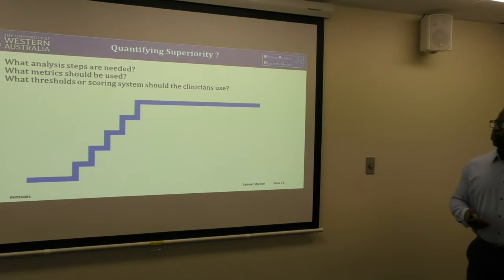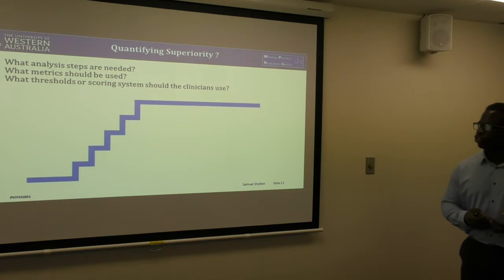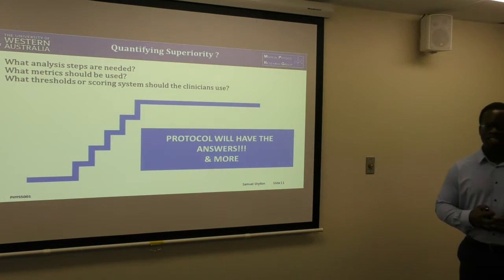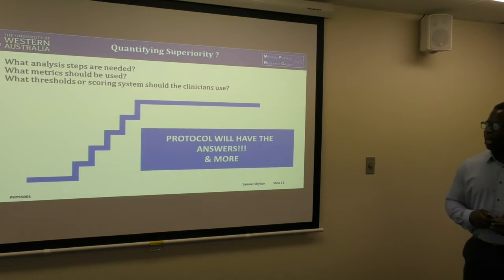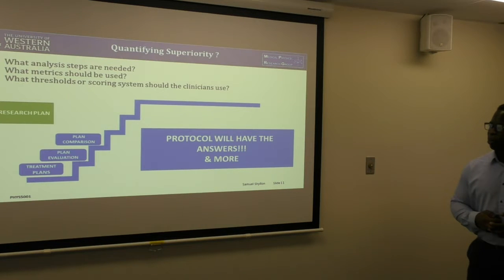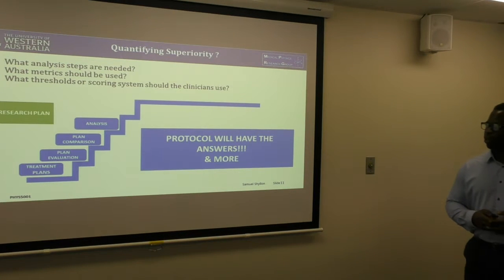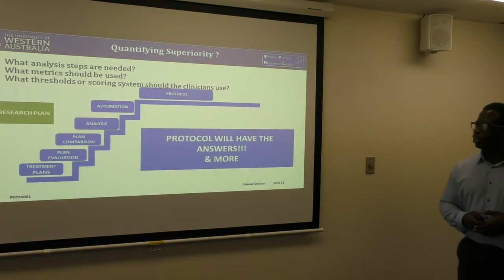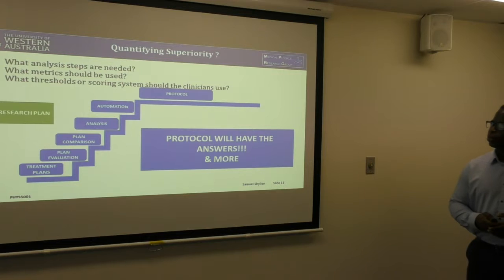So how do we quantify superiority? What analysis steps are needed? What metrics should be used? Or what thresholds or scoring system should the clinicians use? The protocol will hopefully answer these questions and more. And the plan to do this starts by generating some retrospective treatment plans, evaluating the treatment plans, comparing the plans, and performing an analysis of the results, investigating the possibility of automation, and generating the final protocol at the end.